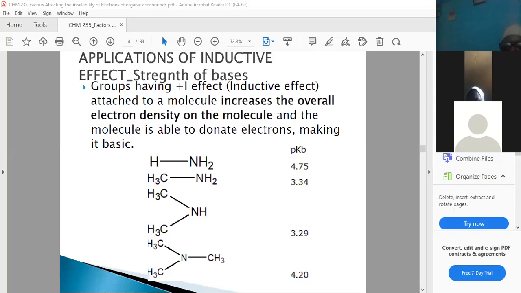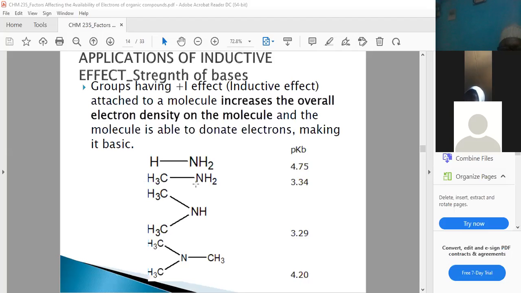The one that has 1, sorry, let me start from ammonia. Ammonia has no methyl. It has hydrogen. It is a weaker base than methylamine. Methylamine, instead of hydrogen, it has methyl. Methyl donates more electrons than hydrogen. That is why methylamine is a stronger base than ammonia. Are you following me? Yes, sir. Now, dimethylamine has 2 methyl groups that are donating electrons to the nitrogen atom.